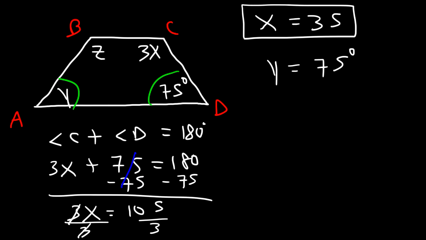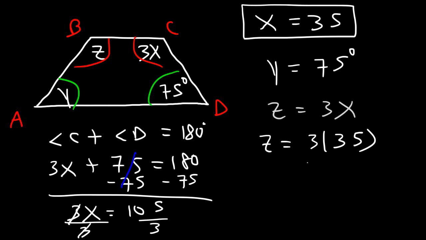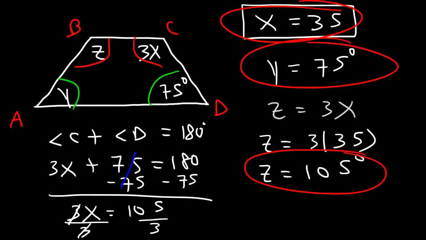So now what is the value of z? These two angles, the upper base angles, must be congruent as well. So z is equal to 3x. And x is 35. So z is going to be 3 times 35, which we know is 105. And so now we have the value of x, y, and z.